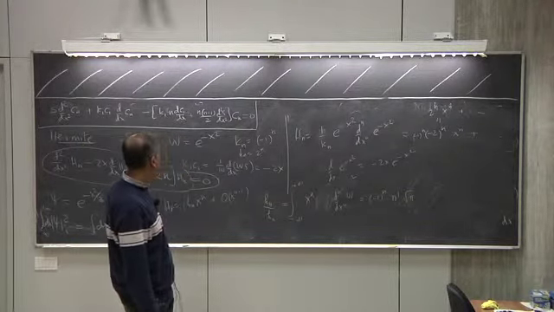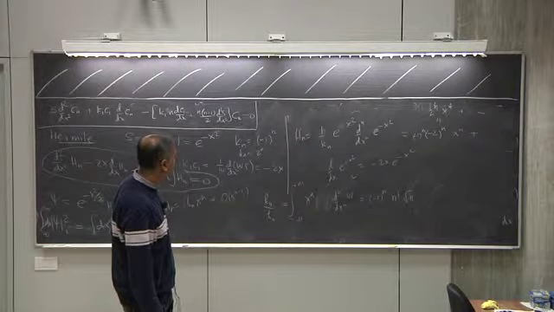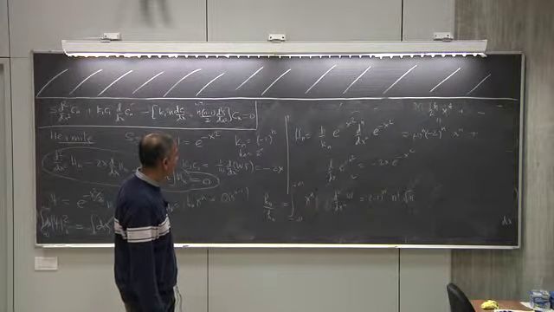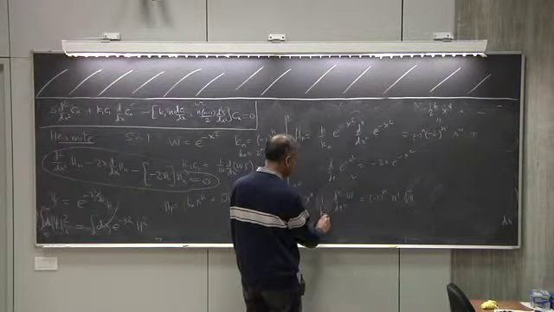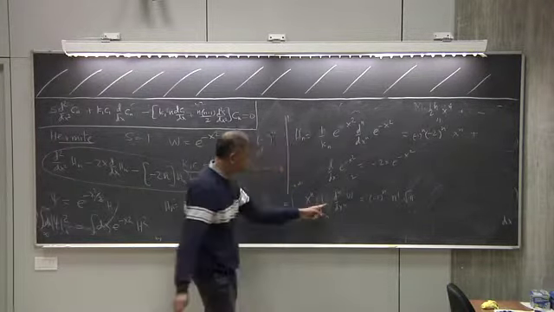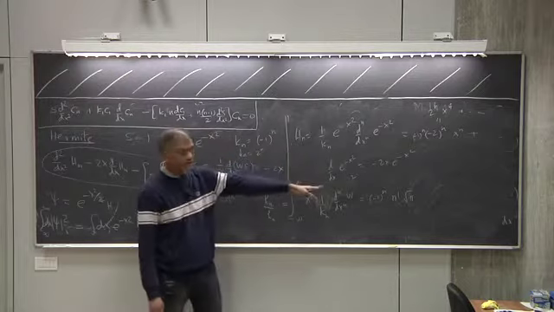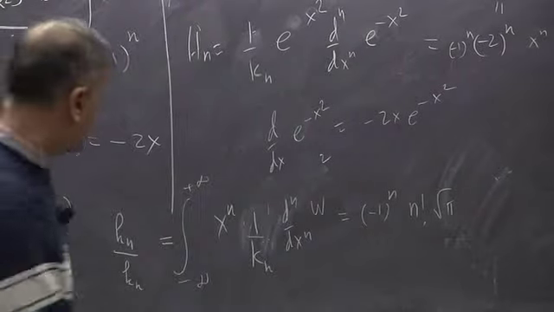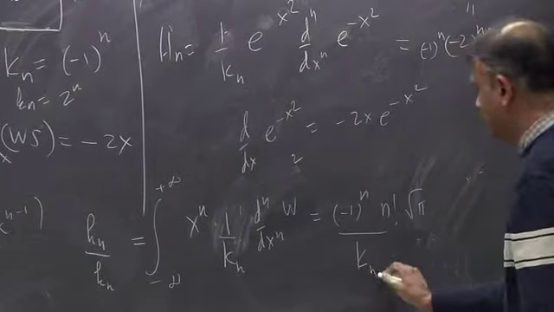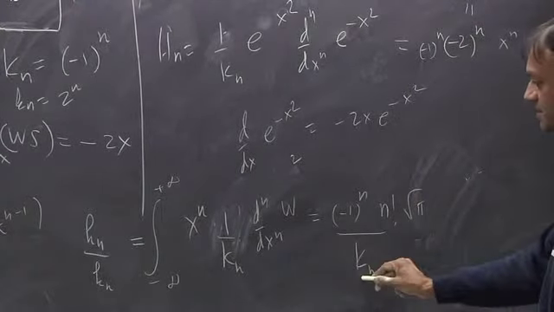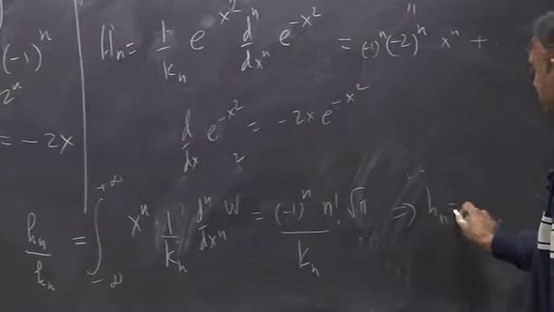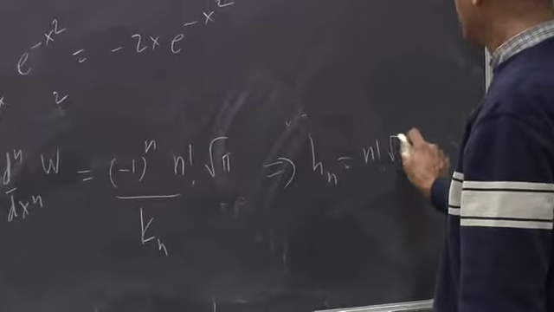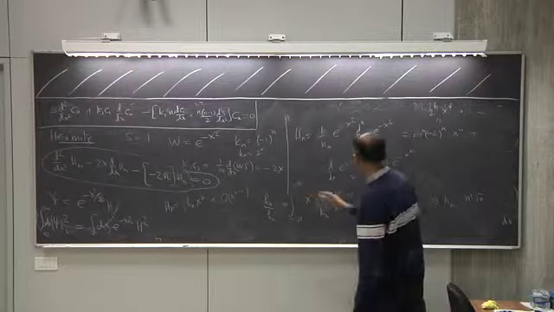No, it's correct. Kn is 2 to the n. No, I forgot one thing. It was also there is a 1 over capital Kn, right? I mean that was the definition. So there is a 1 over capital Kn. So this capital Kn will kill this minus 1 to the n. So that minus 1 to the n cancels, and you are just left with Hn equal to factorial n root pi times Kn, which is 2 to the n.